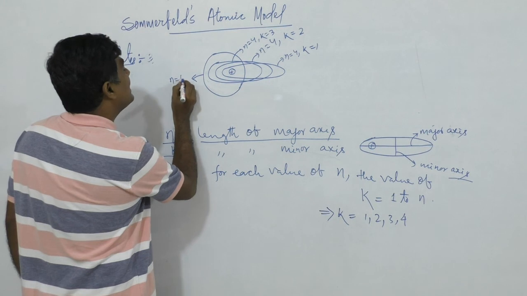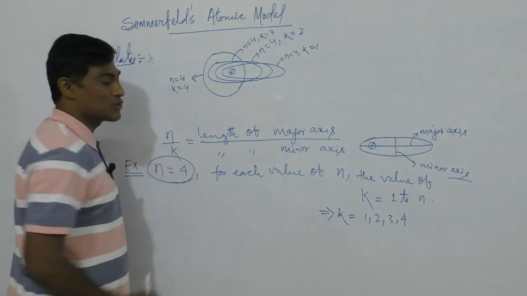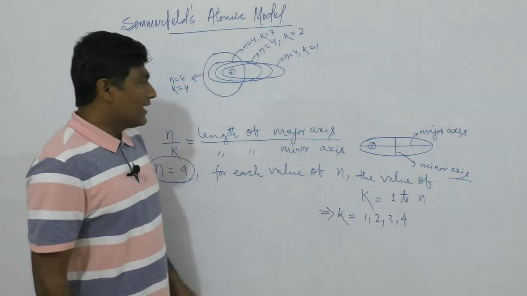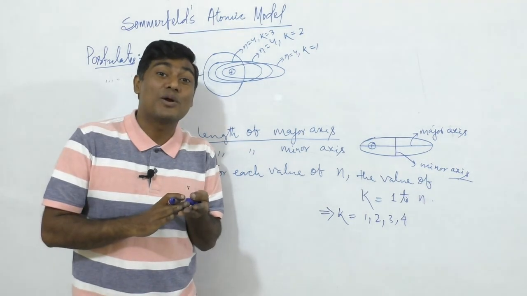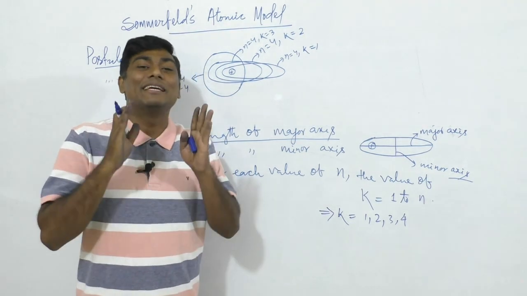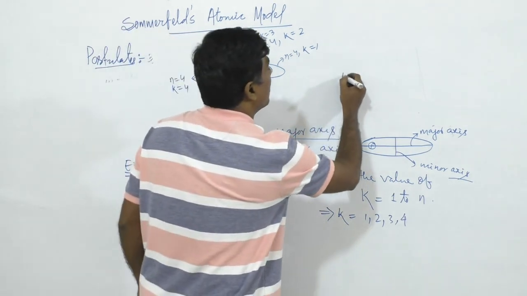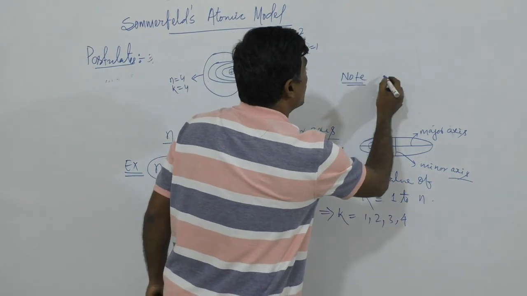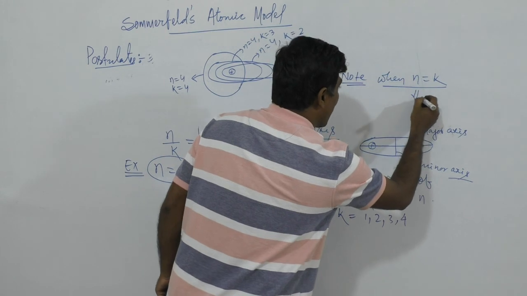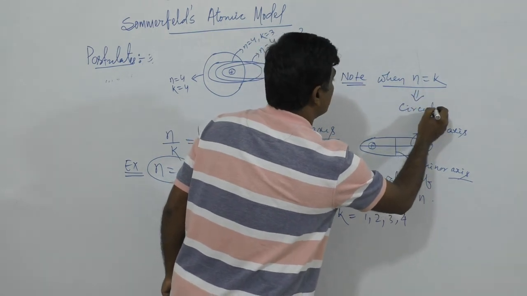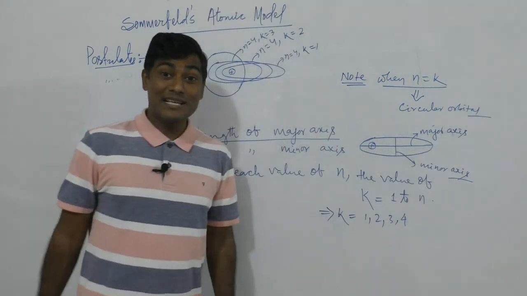So this is n is equal to 4, means circular orbital, n is equal to 4 and K also is equal to 4. And when both the azimuthal quantum number and principal quantum number become equal, they give a circular orbital, right? So you should have a note like this: when n is equal to K, this implies a circular orbital. Did you get me? This means a circular orbital.